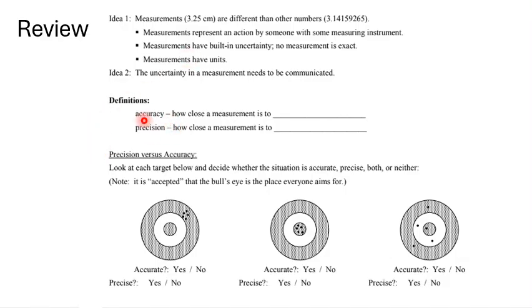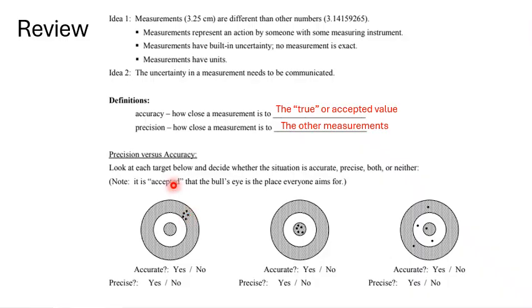So the first thing we'll talk about here in review is accuracy, which is how close we are to the true or accepted value, the actual. So think of accepted, actual, accuracy, a bunch of A's there. Precision, on the other hand, is how close a measurement is to other measurements. These are both very important things in science, but we want to be accurate and precise.